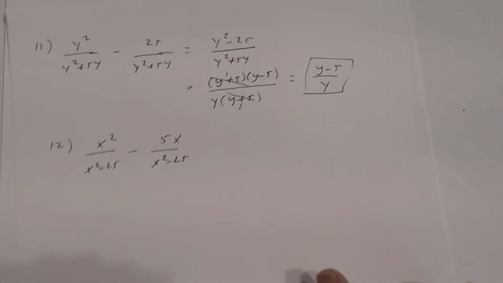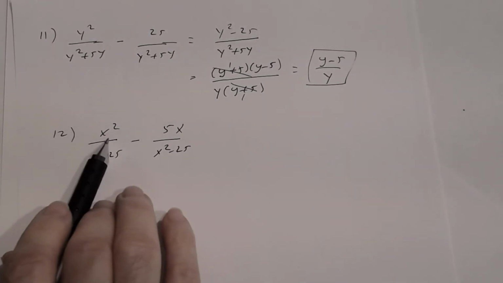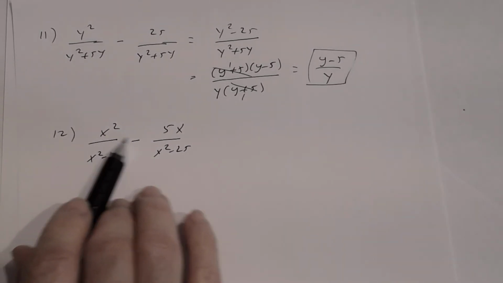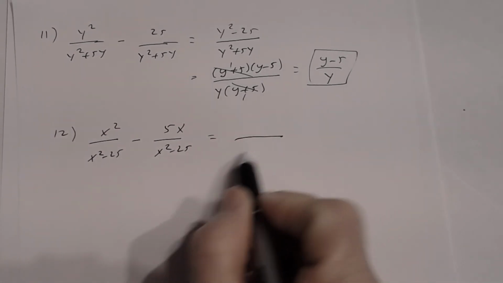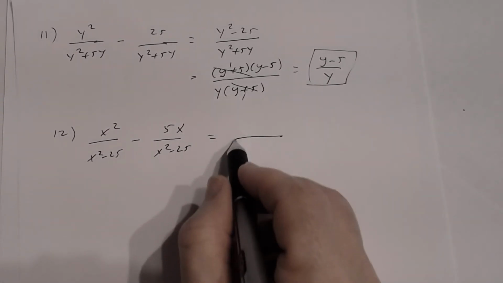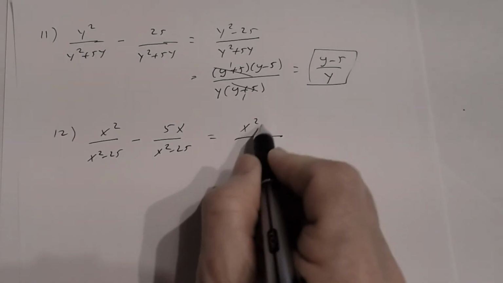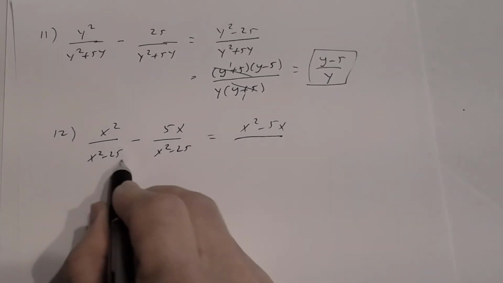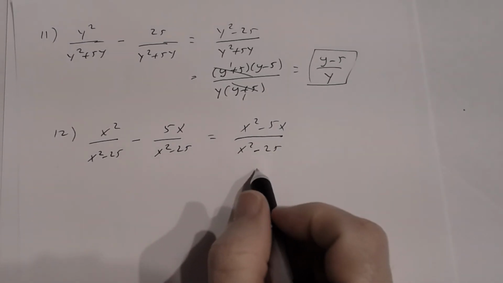All right, so again, it's kind of similar to number 11 in the fact that there's really no work to do on the side. You recognize right away that I can write this as one fraction with the numerator being x squared minus 5x, right? And the denominator is x squared minus 25. And now the next step is to factor.